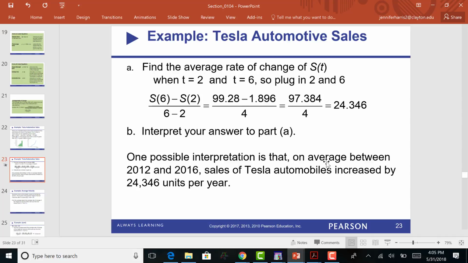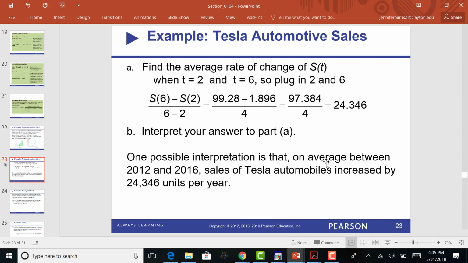Well, wait, what is T again? Time. When? When is it? 2 years after 2000. What was my beginning year on the previous slide? 2010. So this 2 that you see is 2 years after 2010, which is 2012. And then the other number they gave us is T equal to 6, which is 6 years after 2010, which is 2016. So they want to know from 2012 to 2016, what's the average rate of change in the sales for Teslas? You understand the conversation?